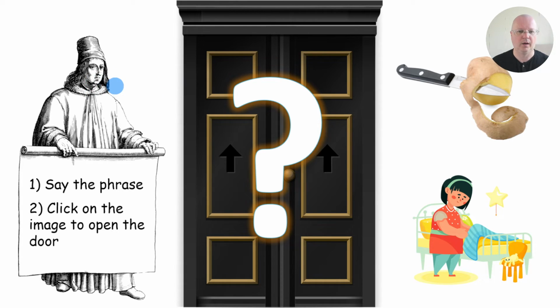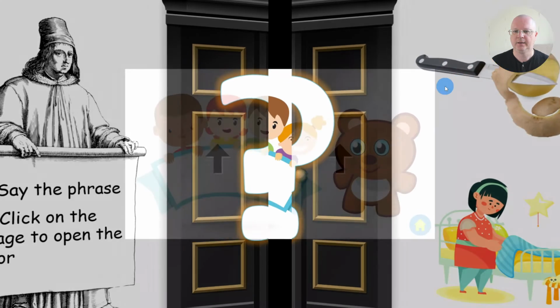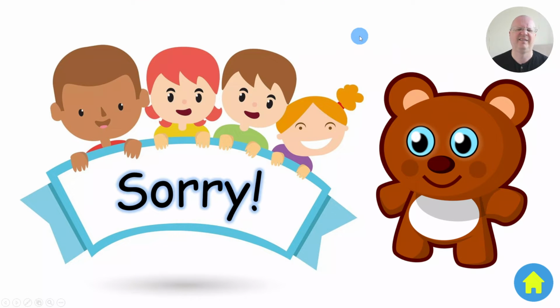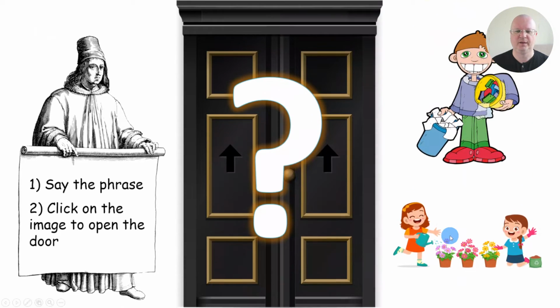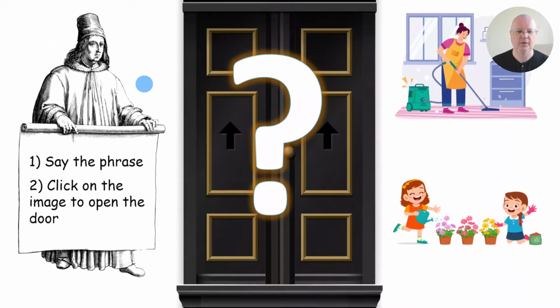So for example, choose one. Let's say I'm going to choose peel vegetables. Peel vegetables. Let's click. Oh, I didn't win. I'm sorry. All right, and you play this way until, well, the end. Yeah, until the end of the activity.